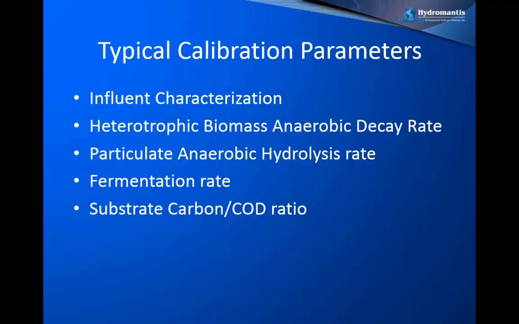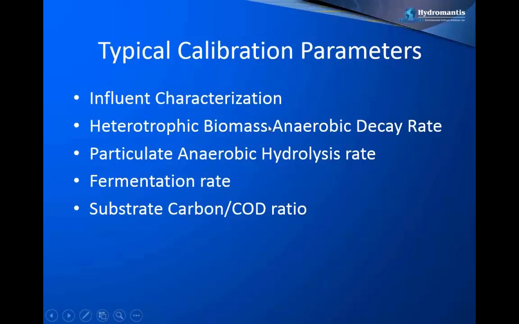Also, one of the main questions that is normally asked is: what are the typical calibration parameters that I need to adjust? When we're talking about an integrated or comprehensive model, the most important thing is that we need a good influent characterization, because the relative ratio of inert organics and biodegradable organics can directly affect the downstream solids processing or the anaerobic digestion process. So it is one of the important things to look at.